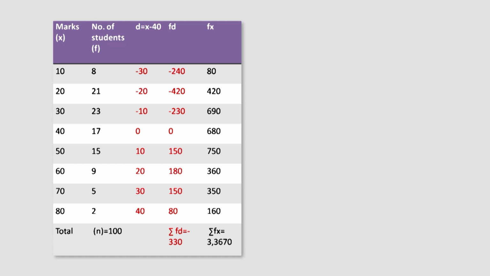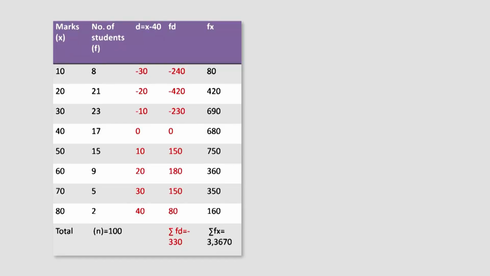So, the values of the variables are denoted as x. As I told you, the values of those variables are denoted as x. It is given that x is 10, 20, 30, 40, 50, 60, 70 and 80.